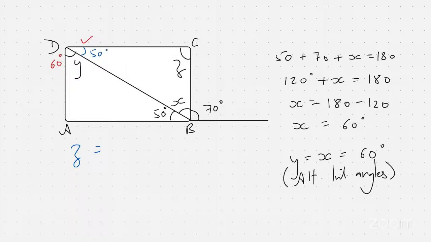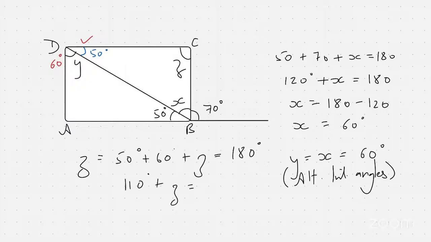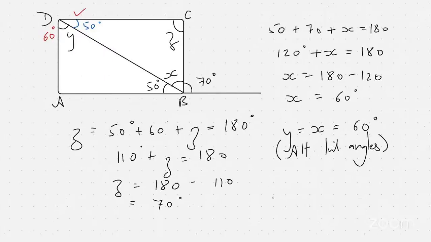So one method you can solve this for Z is, Z plus 50 degrees plus X, which is 60, so 60 degrees plus Z is equal to 180 degrees. Okay, so 50 plus 60, you will add that. 110 plus Z equals 180. Z equals 180 minus 110, 70 degrees. Okay, that is 70 degrees. This is one method. Okay, one more method is this.